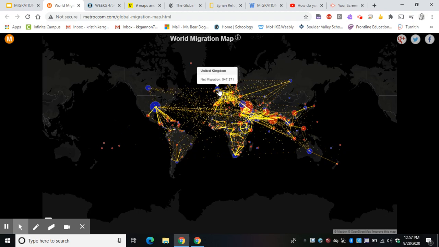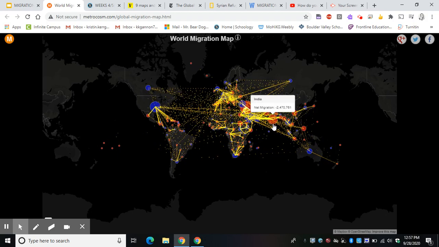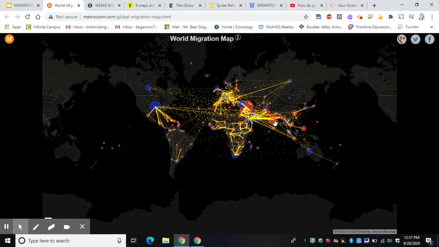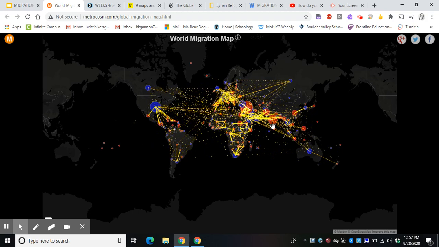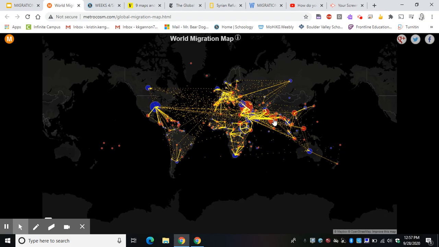So number 4 says, what are 2 countries that are source regions for the highest number of refugees? Where are they coming from? So they're coming from Syria, and they're coming from India. Well, why would they be coming from Syria? Because war is going on. Why would they be coming from India? Well, there are so many people. You are trying to find jobs and stability in countries where you don't have as much opportunity. So I think that this migration map's pretty cool.